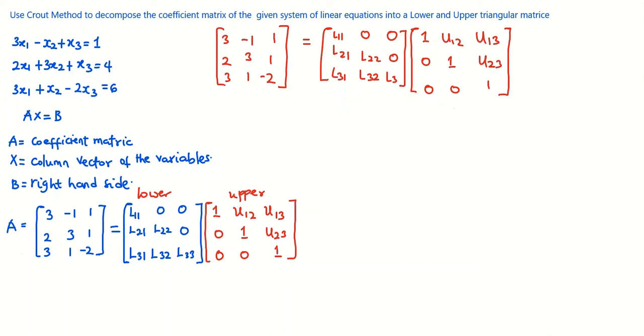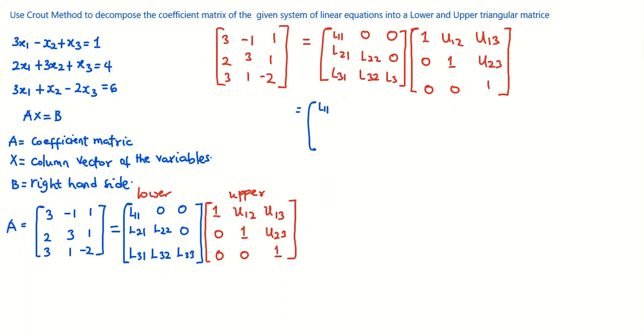To do the multiplication, I will take the first row of the lower triangular matrix and multiply it by the first column of the upper triangular matrix. When I do that, you are going to get row 1, column 1 of the resultant matrix. So you get L11 multiplying 1, then 0 multiplying 0, that gives us 0, plus 0 multiplying 0, that also gives us 0. So then you're just going to have L11.